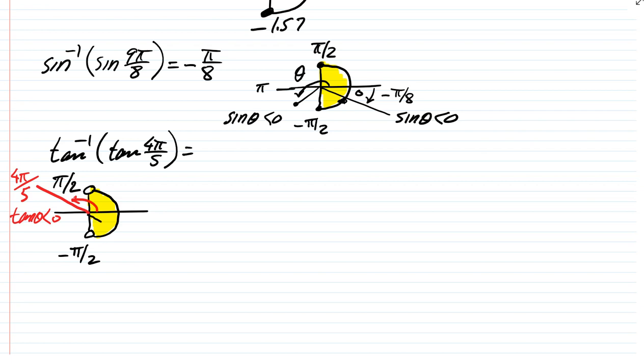Therefore, I'm going to simply reflect it across, and the measure of the angle will be negative because it has to be between negative 90 and 90. So this angle is going to be negative pi over 5. You simply subtract pi from 4 pi over 5, and you get negative pi over 5, and that will be the answer.